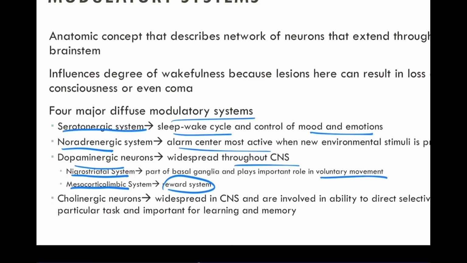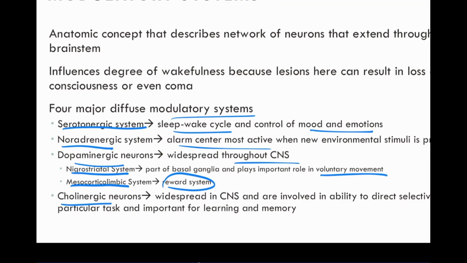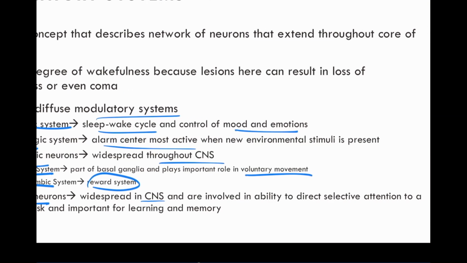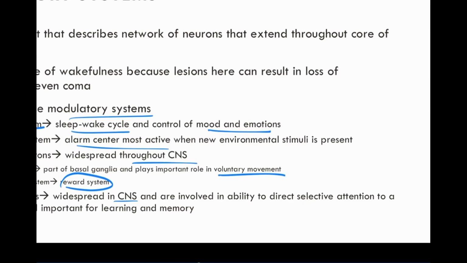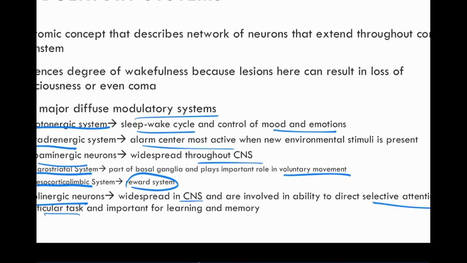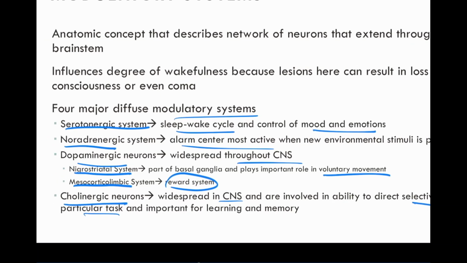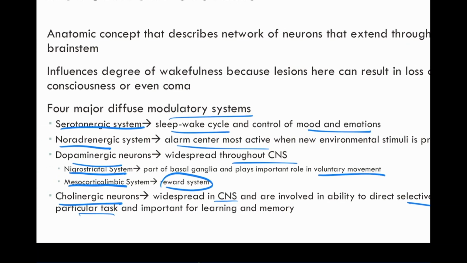And the last one is our cholinergic neurons, widespread throughout the CNS, and involved in the ability to direct selective attention to a particular task. So your cholinergic system allows you to focus on your studying while you're learning without any distractions. It's your cholinergic system that allows that.